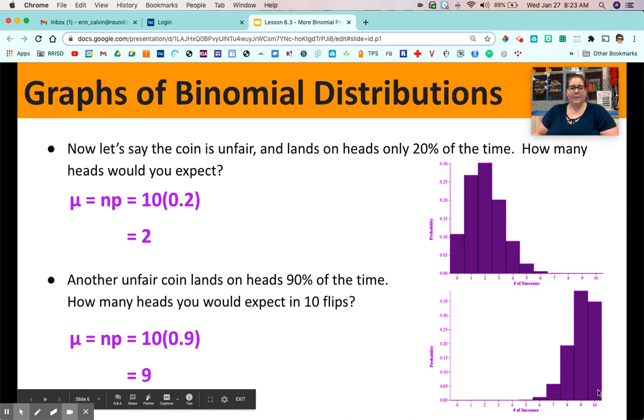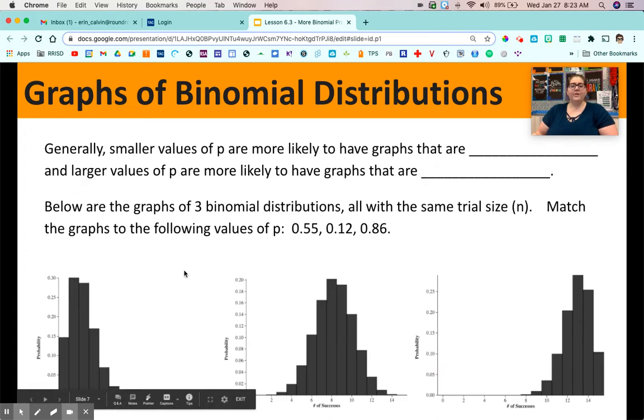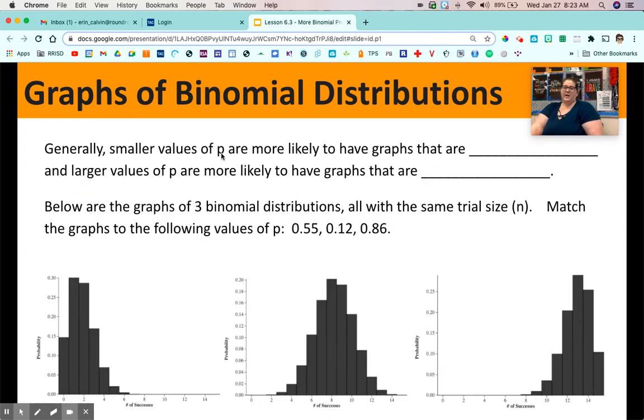Again, we're blocked at the upper end. The highest amount of heads we can get in 10 flips is 10, so I don't have any further to go on that side. That causes my bars and my probability distribution to stretch out on the other end. So we end up with this graph that's skewed to the left. That leads us to a little bit of a rule. Generally, smaller values of P, meaning values of P that are less than 0.5, are more likely to have graphs that are skewed to the right. And larger values of P, meaning values of P that are greater than 0.5, are more likely to have graphs that are skewed to the left.